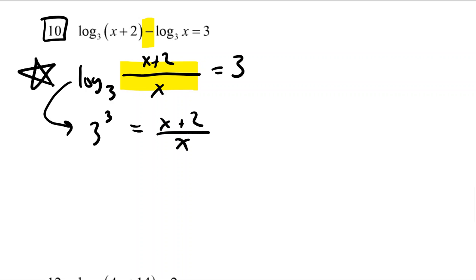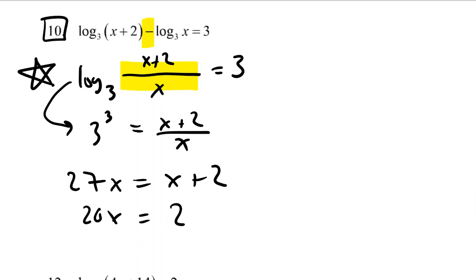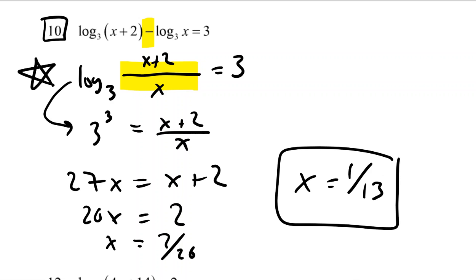Well, be careful not to call 3 to the third 9 like I almost did. 3 times 3 times 3 would be 27. Multiply both sides by x. That way you don't have any fractions. Subtract an x from both sides. And divide both sides by 26. Reduce. Your answer should be 1/13.